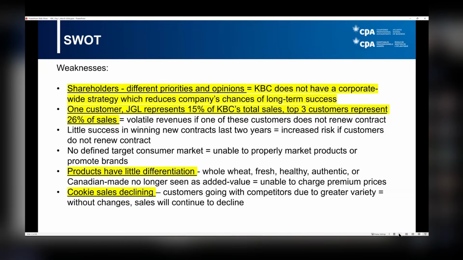So what that means is they're unable to charge premium prices. And the cookie sales are declining. Customers are going to competitors due to a greater variety. So without changes, sales will continue to decline. So again, be on the lookout. Are these some of the weaknesses that still exist?